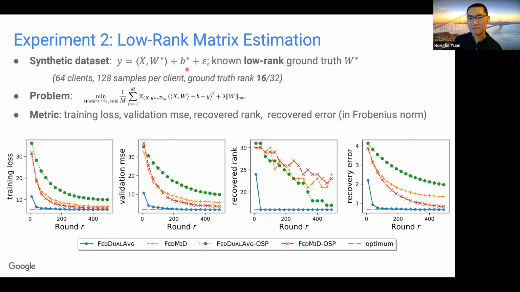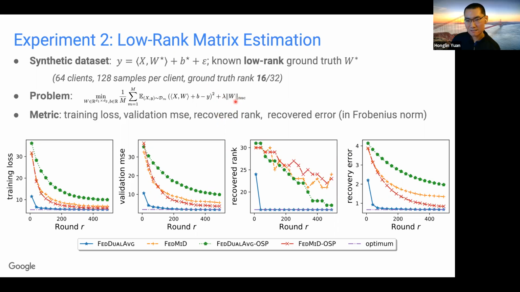Another experiment is on the low rank matrix estimation, where the goal is to optimize this one. Sorry, so we still work on a synthetic data set. We first generate a low rank ground truth W star and generate a bunch of X and epsilon to simulate the synthetic data sets. The goal is to optimize this objective function, not subject to, but with additive nuclear norm regularization here. Recall that nuclear norm corresponds to the sum of singular values.